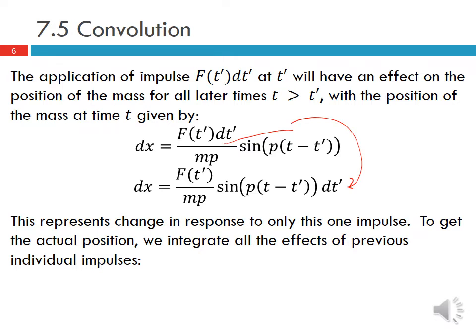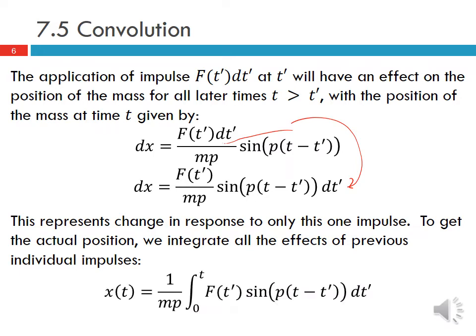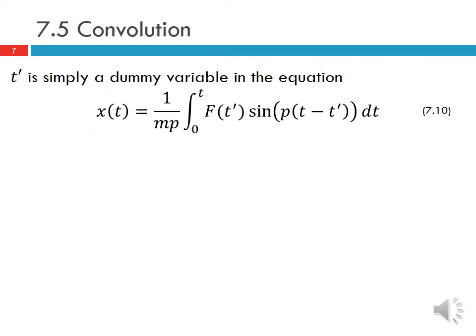To get the actual position, we need to integrate all of the effects of all the previous individual pulses. So the response of the system is equal to 1 over mp times the integral of F of t prime sine p (t minus t prime) dt prime. This will give us essentially the sum of the responses of all of the impulses up to the time t that we're considering, where t prime here is simply a dummy variable in the equation.